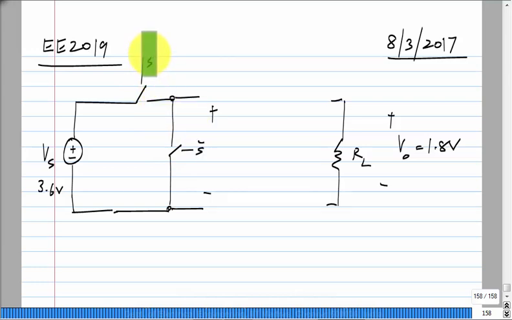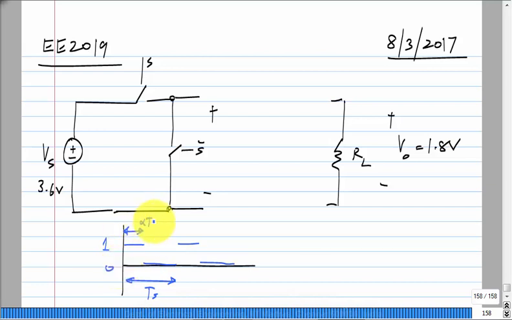This S bar means it is the logical complement of S, and S is a periodic signal which looks like this. It is a periodic signal with a period of TS, and the level goes between 0 and 1. Basically, all it says is the switches are being alternately turned on and off, and its on duration is alpha TS. In this case, the average will be alpha times VS.